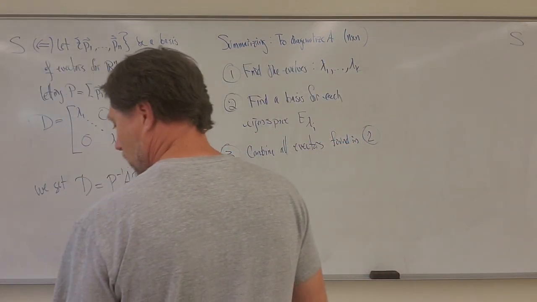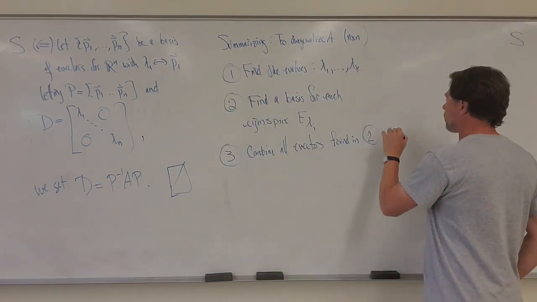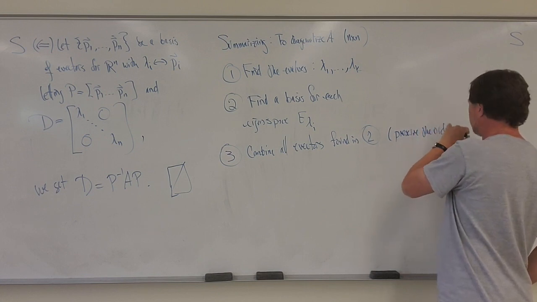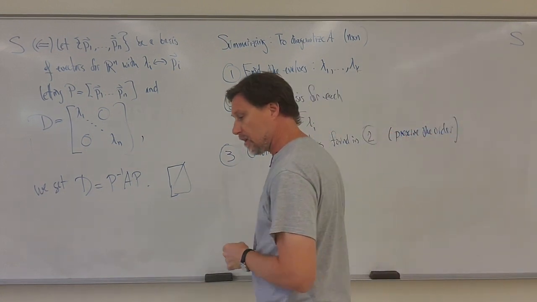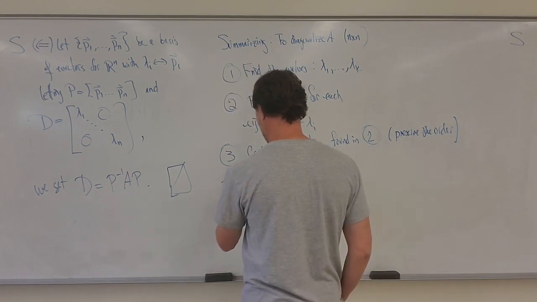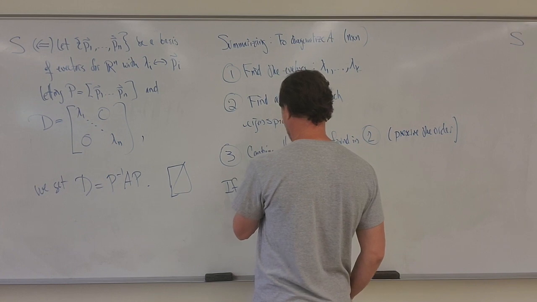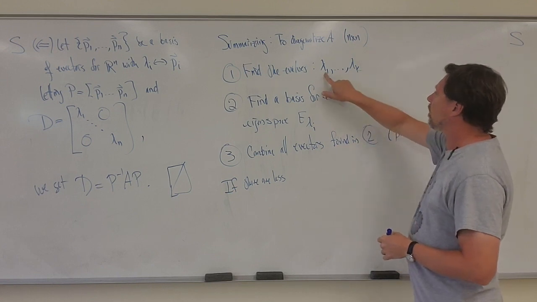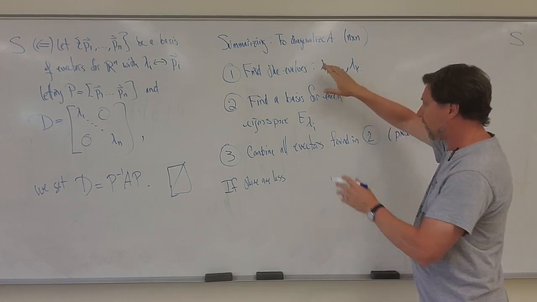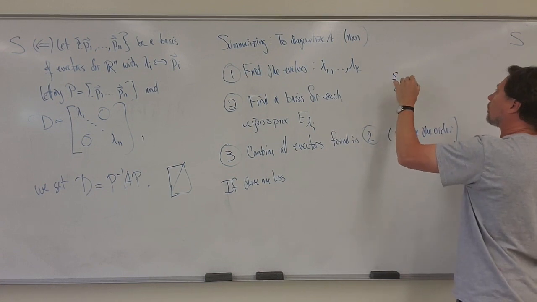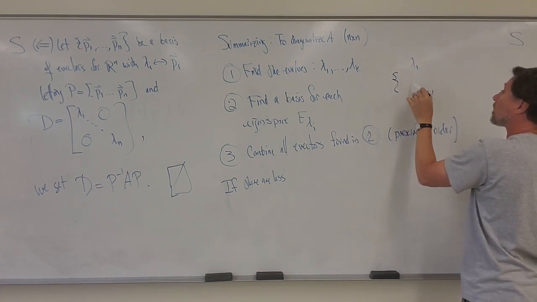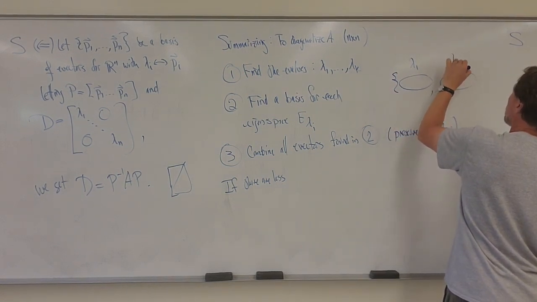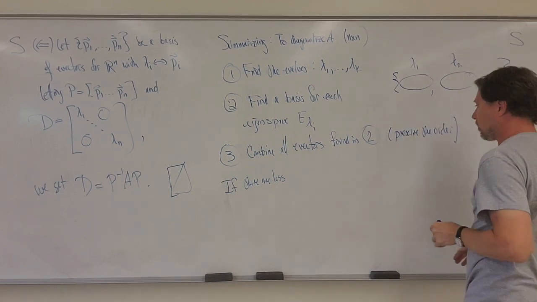And keep the order also, so preserve the order. When I say preserve the order, I mean if we have lambda sub 1, the eigenvectors corresponding to lambda sub 1 should be in the first chunk, and then the eigenvectors corresponding to lambda 2 should be in the next set, and so on.